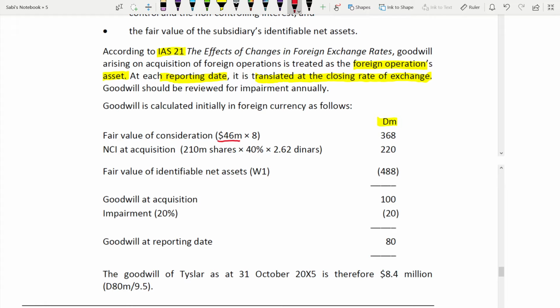Next is NCI at acquisition. You have to calculate NCI at acquisition, not the normal way they give it. So this is something new. You see, every question has something new. Maybe the way they calculate goodwill might be changed in some question. Maybe the NCI calculation might be different. Maybe fair value of consideration might be something different. Something they will make different every question. That's why every question needs to be attempted. And that's the reason I'm putting up every question.